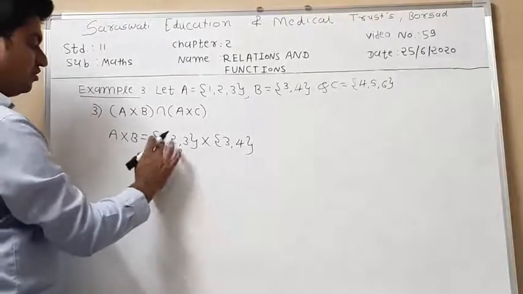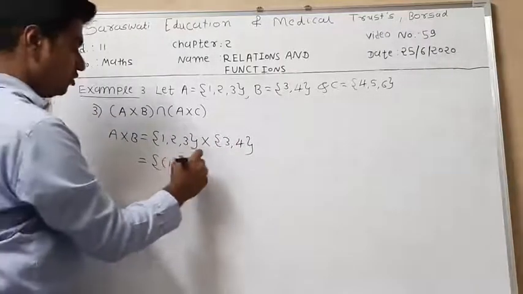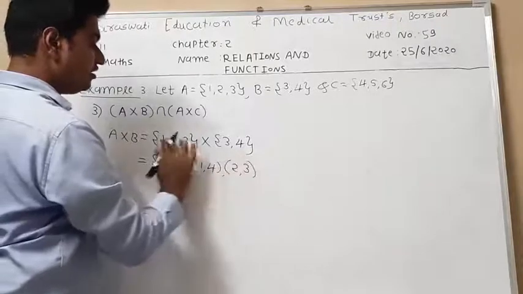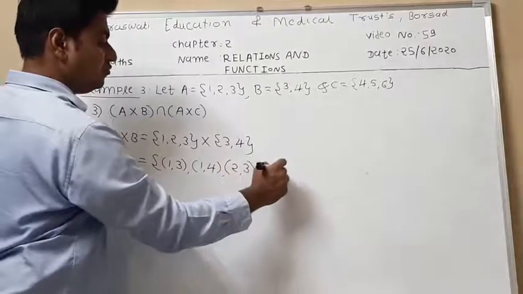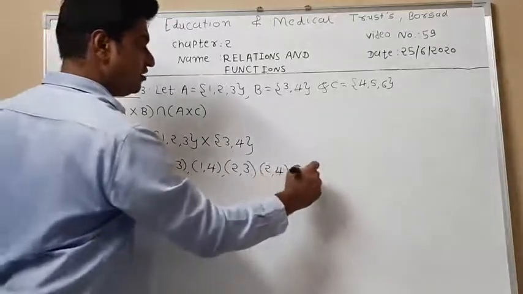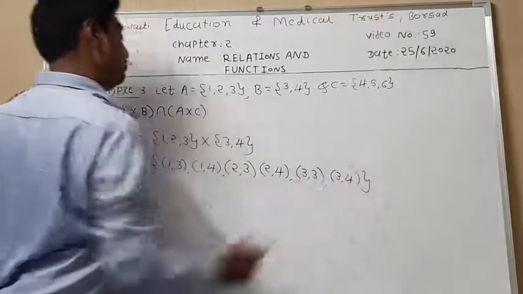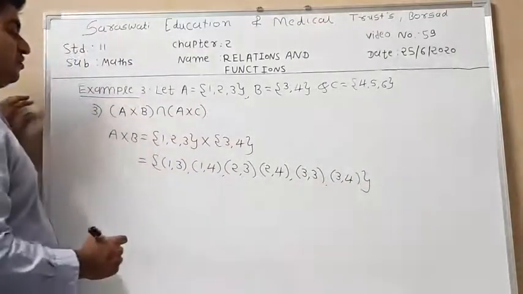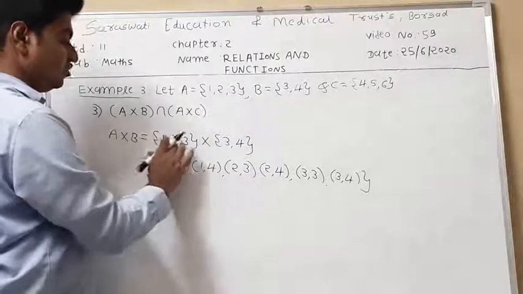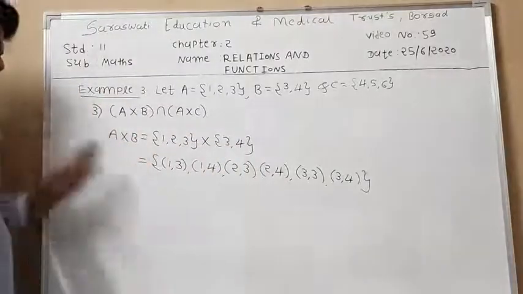So here (1, 3), (1, 4), (2, 3), (2, 4), same way (3, 3), (3, 4). Okay, here 1, 2, 3 elements and here 2 elements are present. So here we get 6 ordered pairs.